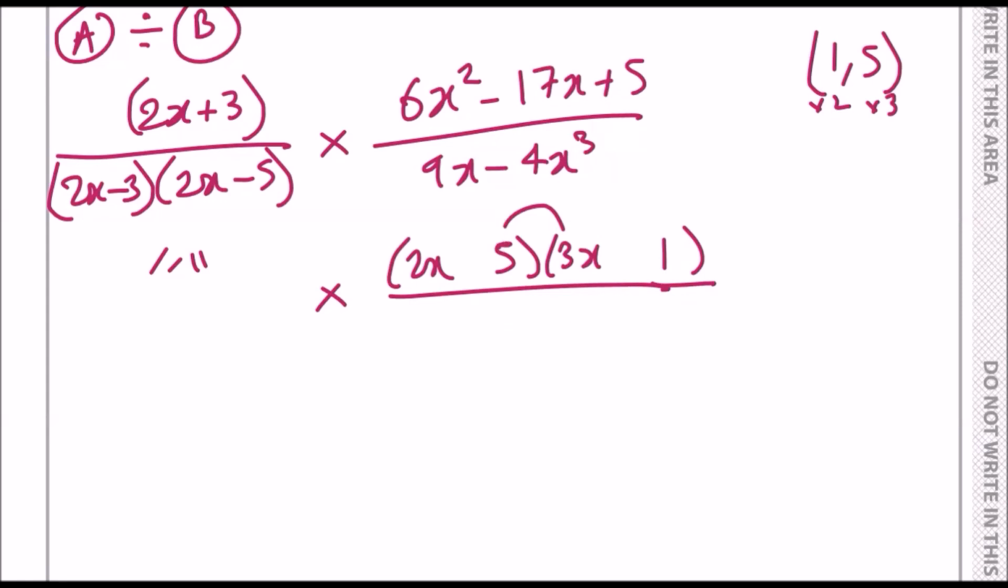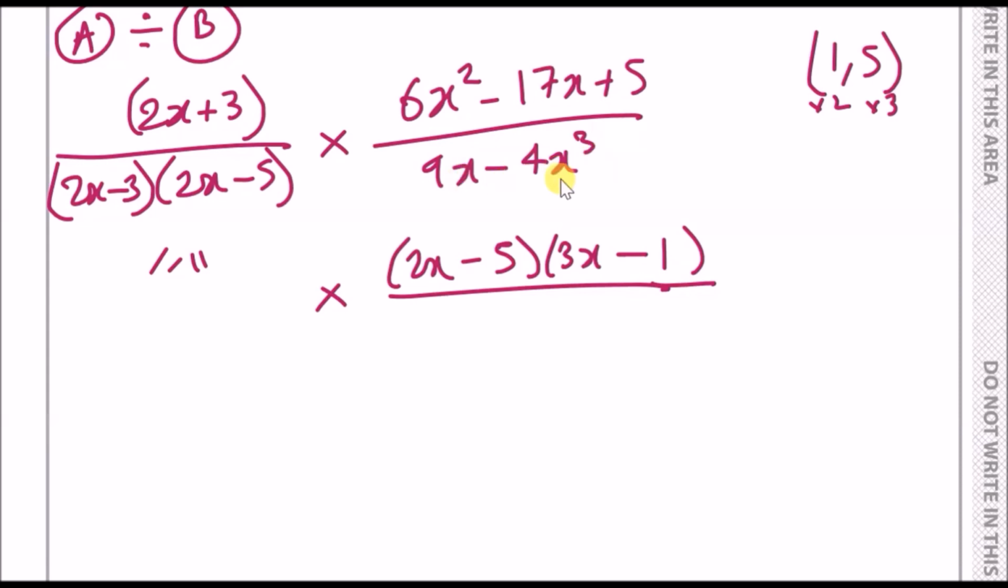And then, to be honest, we could also guess this because, again, one of them needs to have a minus 5. So I'm just going to go ahead and believe that this is 2x minus 5. And to get it positive, it has to be minus 5 times minus 1. Now that part's done. Now for the second bit, you got 9x minus 4x cubed.